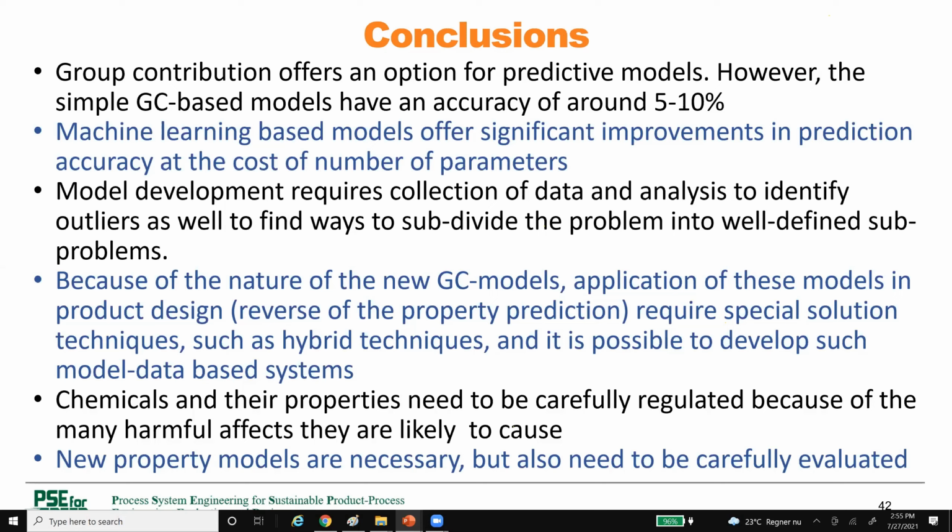Chemicals and their properties need to be carefully regulated because of the many harmful effects they are likely to cause. New property models are necessary, but also need to be carefully evaluated. Some of the new developments are very interesting, like the PC-SAFT, the COSMO-RS, the NRTL-SAC, and those. And these are the references. So if there are any questions, I will take them.